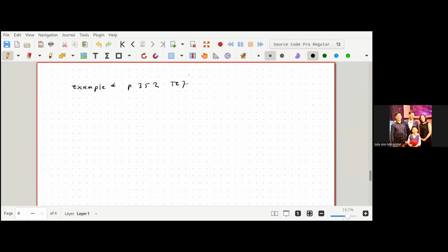Tapos, ang pinapagawa, y equals x squared. Find the area bounded by the curve y equals x squared. So, let's just sketch the graph. Tapos, ang kailangan natin itong area, hanggang 3. So, we need this area.